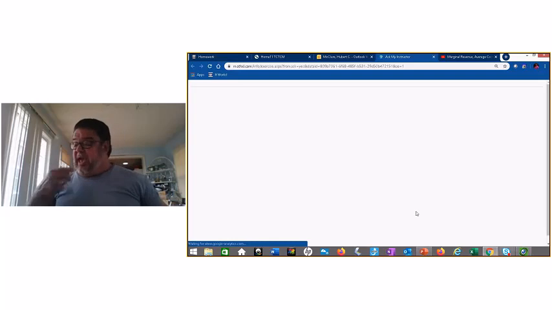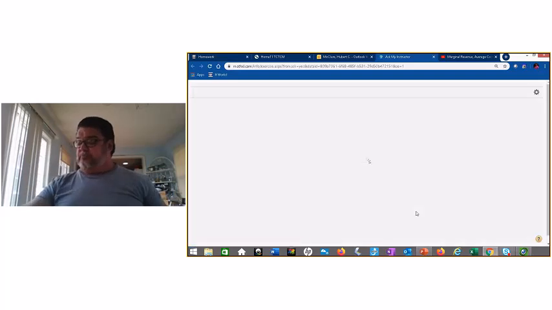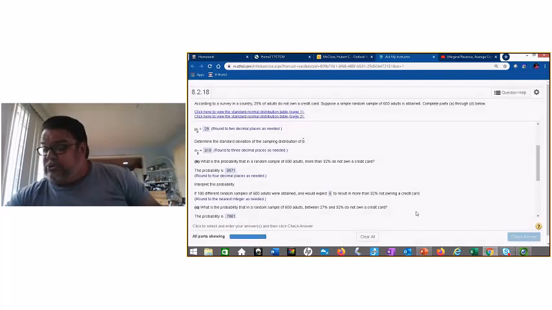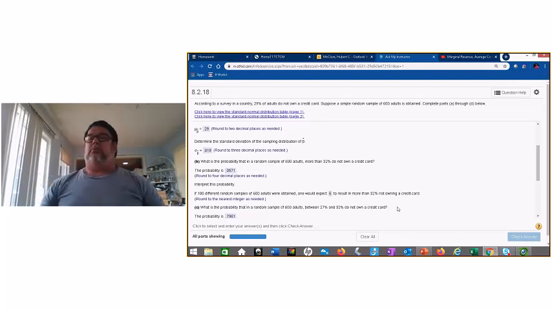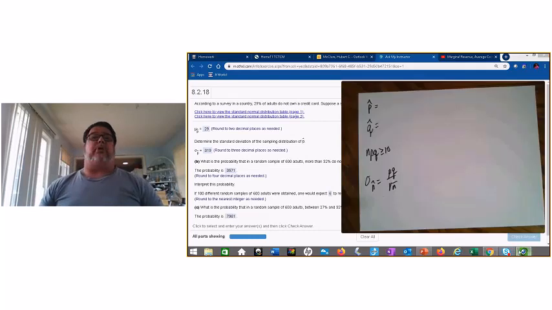Okay, this is p hat because it's 8.2. Remember, p hat, 8.2, q hat, np and nq are greater than or equal to 10, and your sigma of p hat is equal to the square root of pq over n. Okay, just to remind you, because they're probably going to ask you those things.